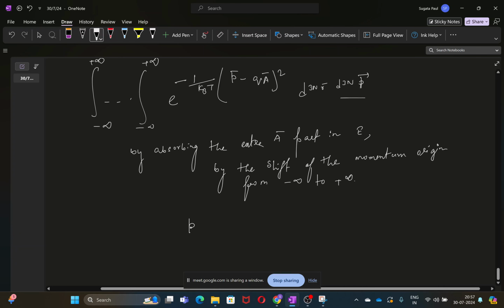So for example, you can choose this p minus qA, this total quantity, as a new quantity p prime. Then it will be just like e to the power of minus beta p prime whole square, where beta equals 1 by kBT, and then d^3N r vector, and d^3N p prime vector. Because if you take the derivative, it will be dp minus 0, equal to dp prime.